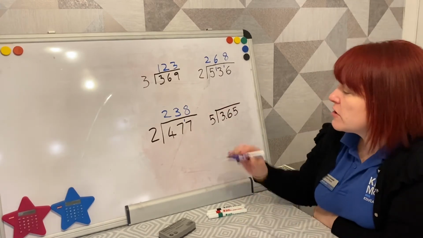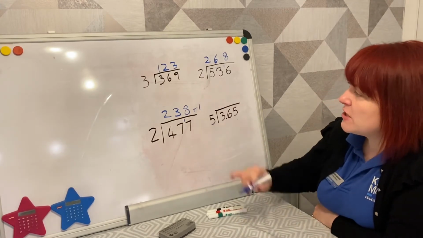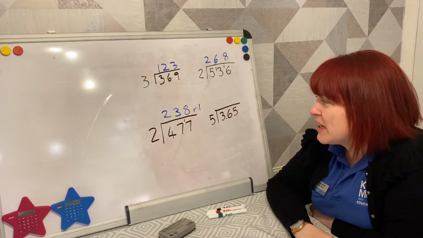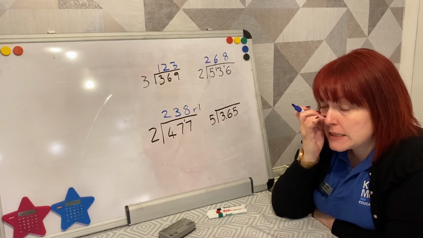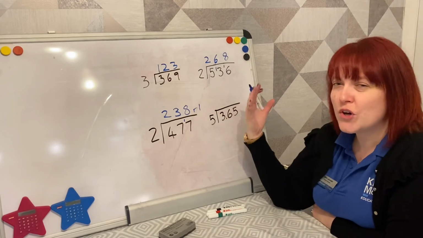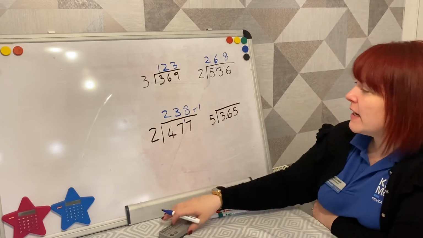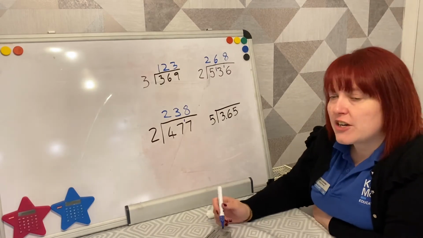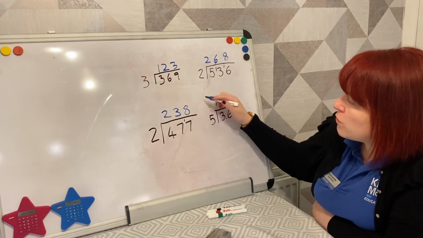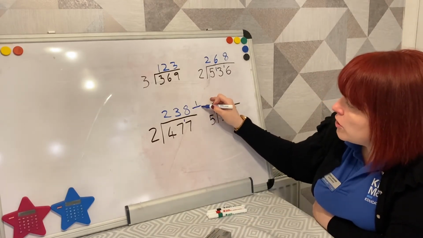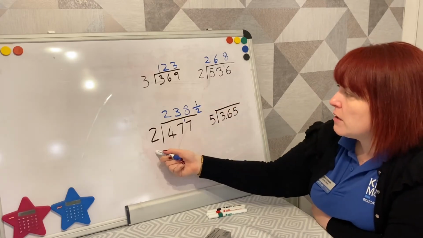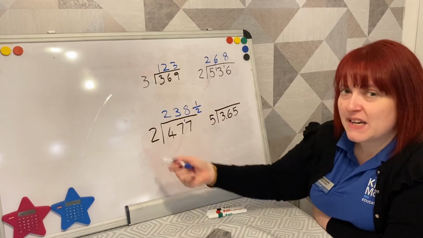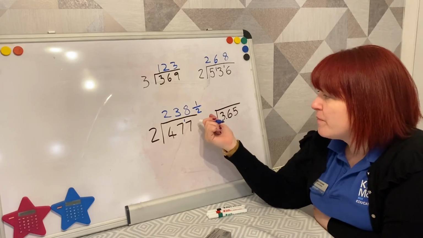Very early on, children will start off writing remainder 1. But actually remainder 1 isn't very useful because it gets them confused because they think it's worth 1, and it doesn't work like that. So a good thing to get them into the habit of is writing it as a fraction. So it's not just a remainder of 1, it's a remainder of 1 over 2. Because it was a 1 divided by that 2, so it's a remainder of a half.